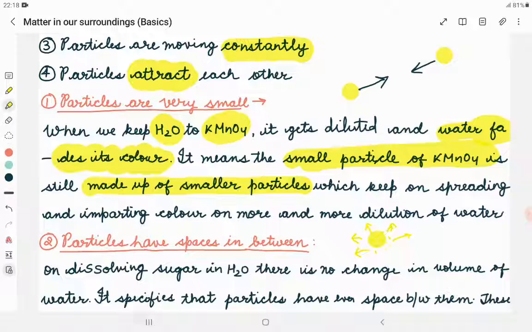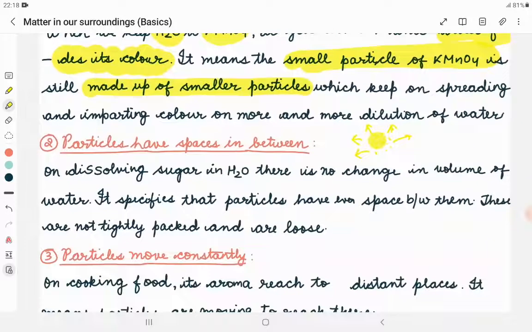So this is that the particles are very small. The second thing is that the particles have spaces in between, which shows that these can move continuously. Now let us see the example. On dissolving sugar in water, there is no change in the volume of water. It specifies that the particles have space between them and these are not tightly packed and are loose.